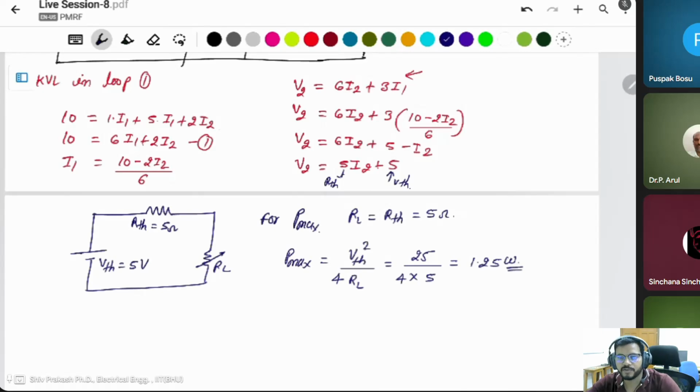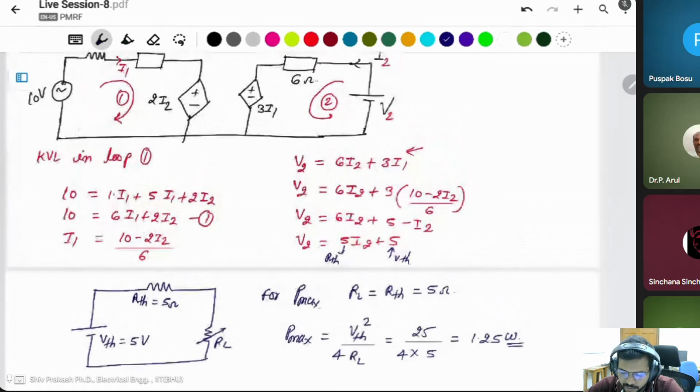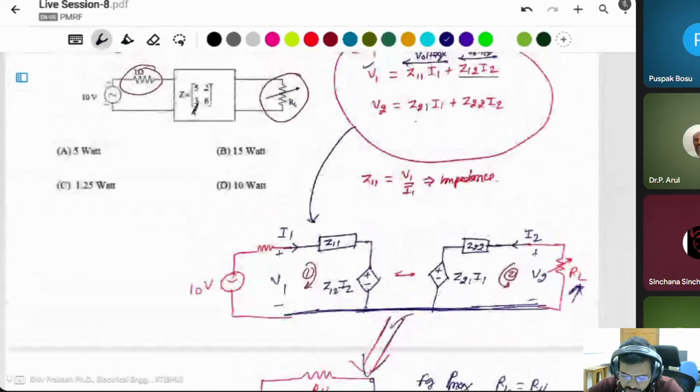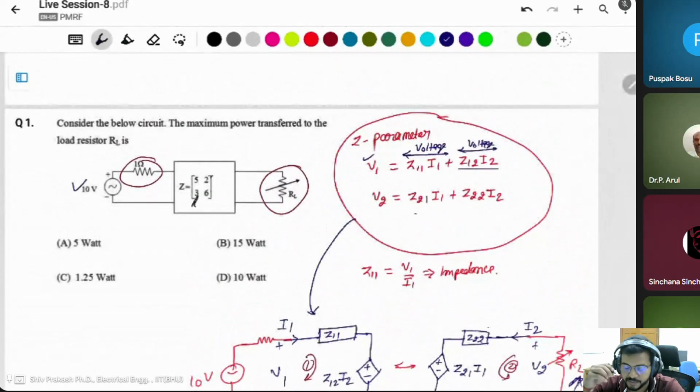This much power is transferred from the primary side, from the voltage source of 10 volt in this case.